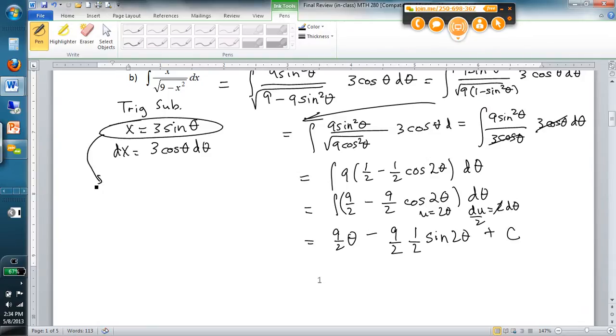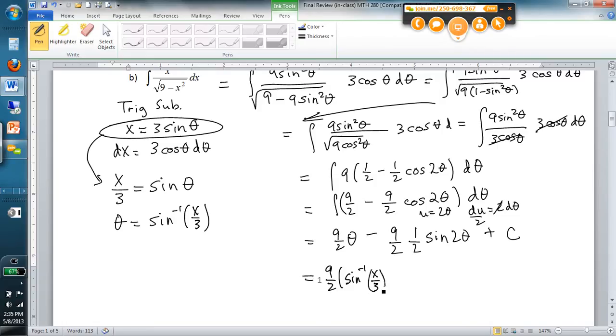Now, the really useful form of x equals 3 sine theta would be x over 3 equals sine of theta, because if x over 3 equals sine of theta, what does theta equal? Wouldn't theta equal the inverse sine of x over 3? With me there? So that's what's going to go in for theta there. Okay.